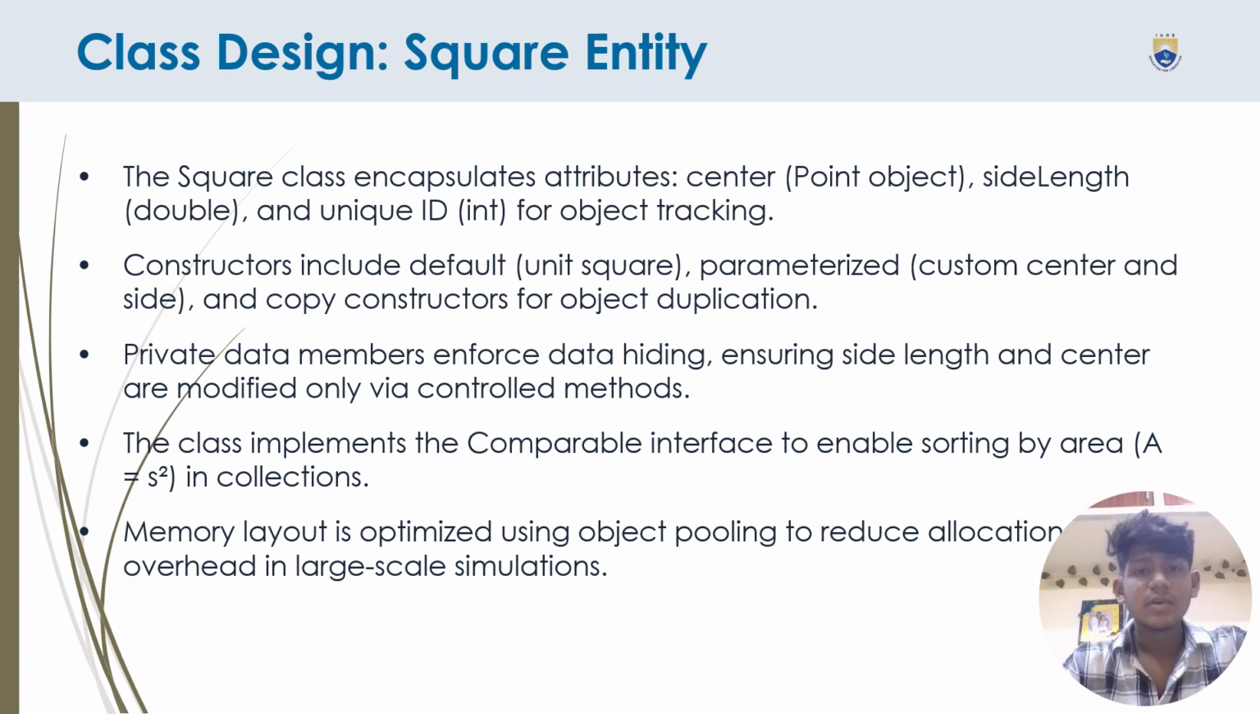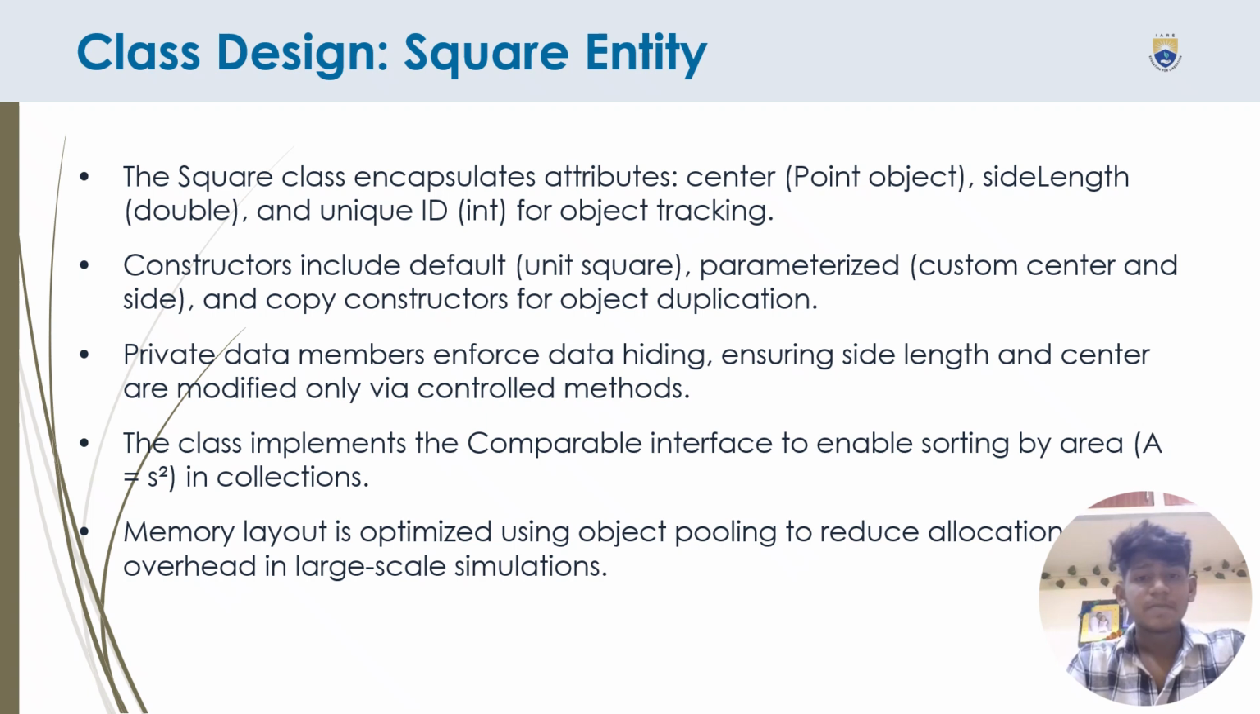Class design and square entity. The Square class encapsulates attributes: center object, side length double, and unique ID int for object tracking. Constructors include default unit square, parameterized with custom center and side, and copy constructors for object duplication.